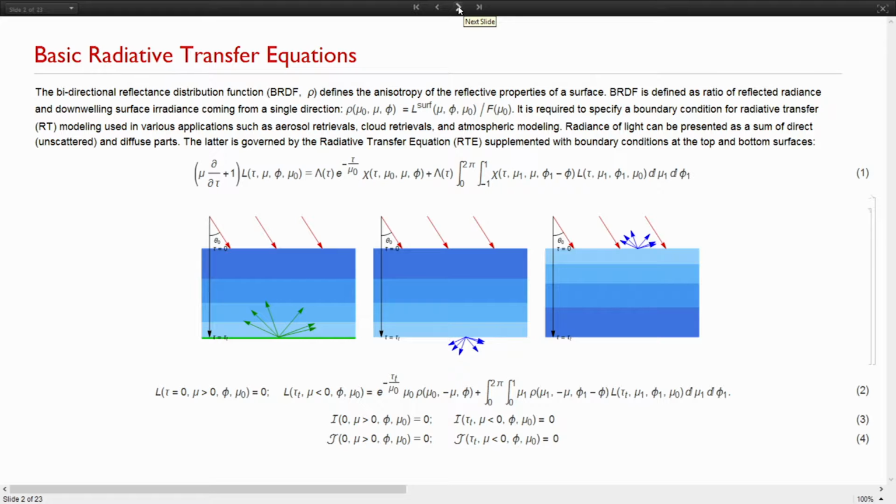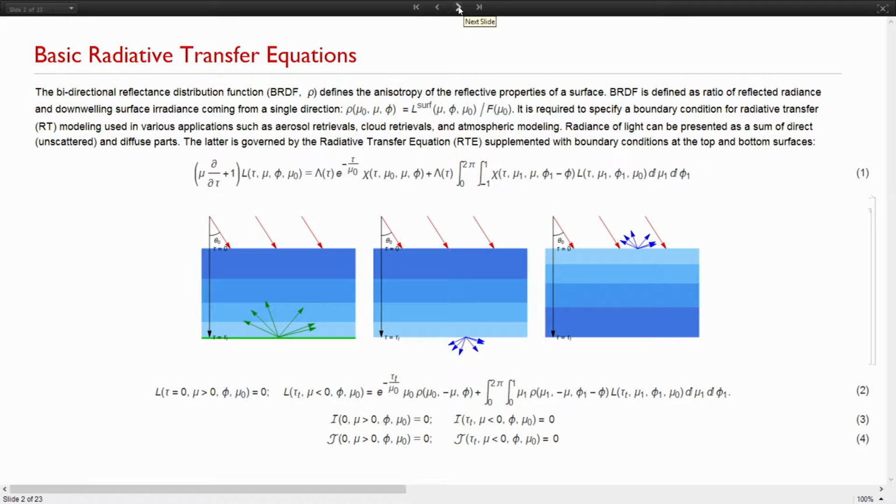So I'd like to start from basic equations and definitions. Bidirectional reflectance distribution function is defined as the ratio of surface reflected radiance and downwelling radiance at surface level, provided that all downwelling flux comes from a single direction. BRDF is required to set up boundary conditions for radiative transfer modeling, which is used in aerosol retrievals, cloud retrievals, and computations of Earth's radiative budget.